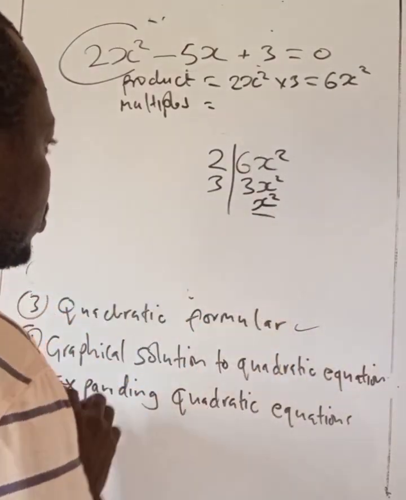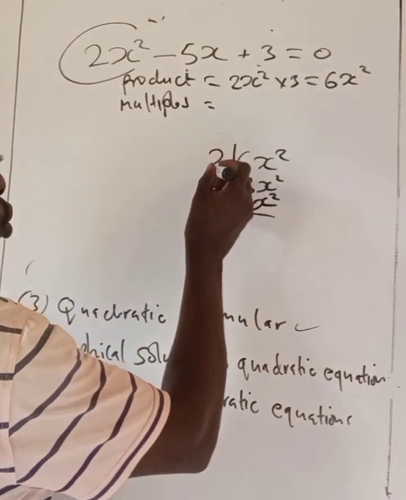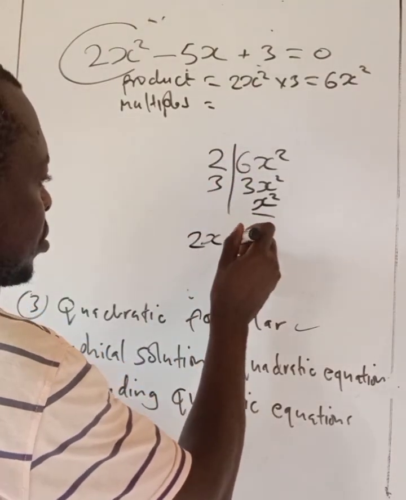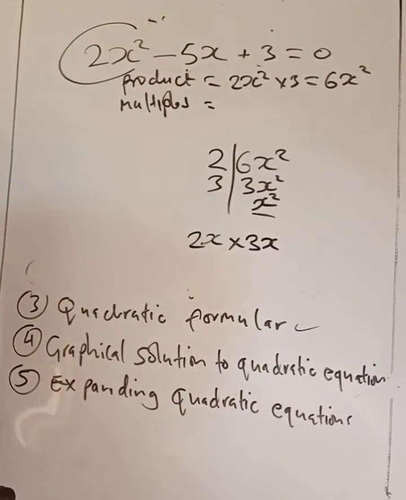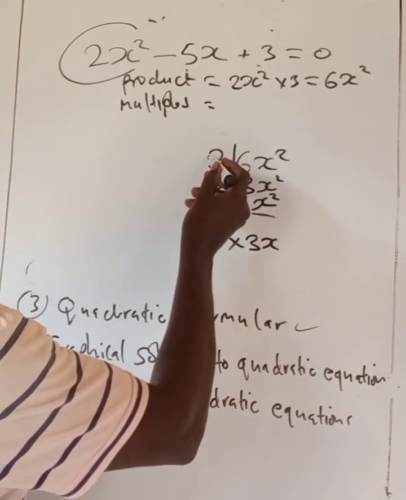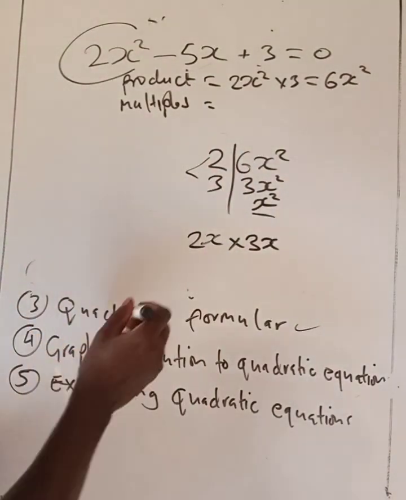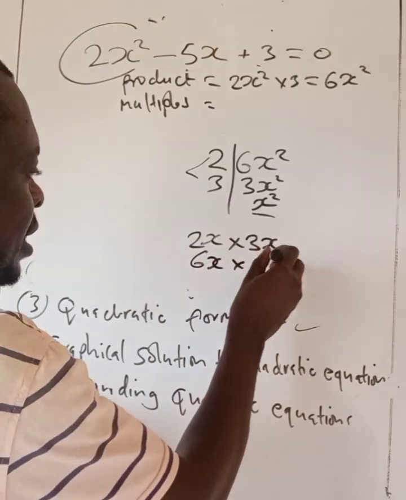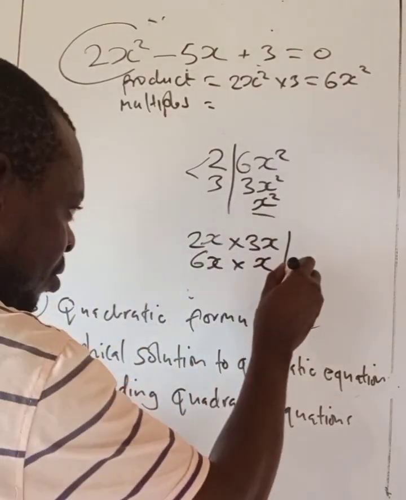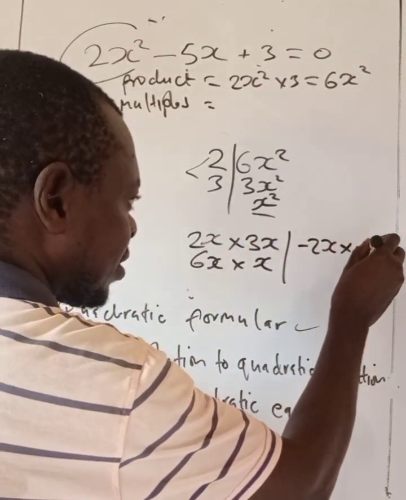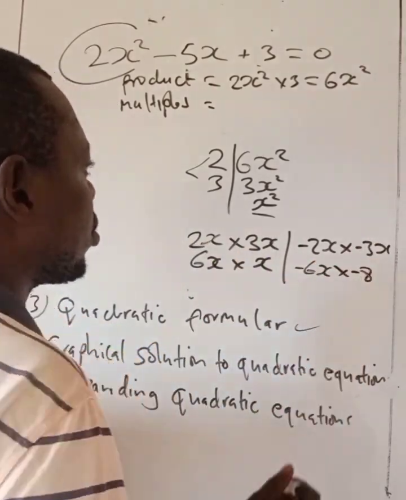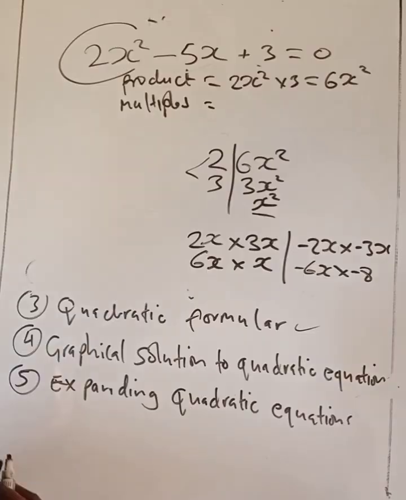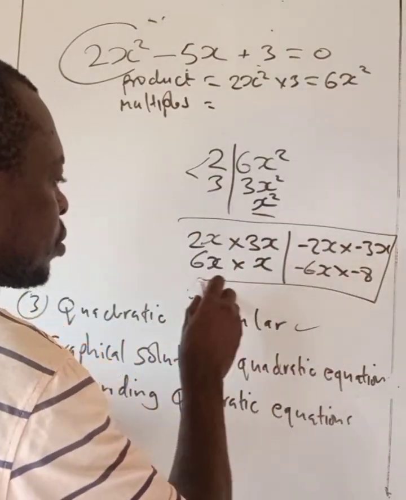This means that the possible multiples of 6x squared are: take 2 multiplied by 3 and then assign x to either of the two multiples, so that we have 2x times 3x; and then take the 2 times 3, you get 6x, and then multiply by the remaining x. Remember also that negative 2x multiplied by negative 3x, and negative 6x multiplied by negative x, we also get 6x squared. So these are the possible multiples of 6x squared.